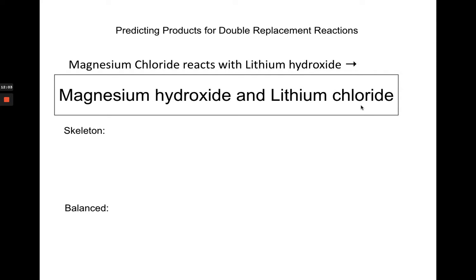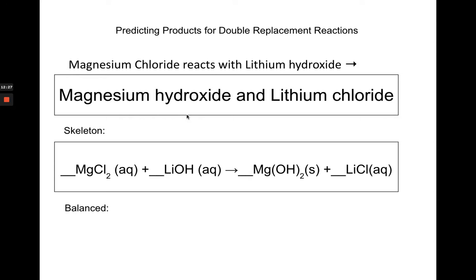Now it's your job to remember how to write the formulas for 4 different ionic substances. And you have to do that first. Don't try to balance it. Just write the formula for magnesium chloride, then write the formula for lithium hydroxide. Put an arrow, write the formula for magnesium hydroxide plus the formula for lithium chloride. Put lines in front, and then you will balance it later.